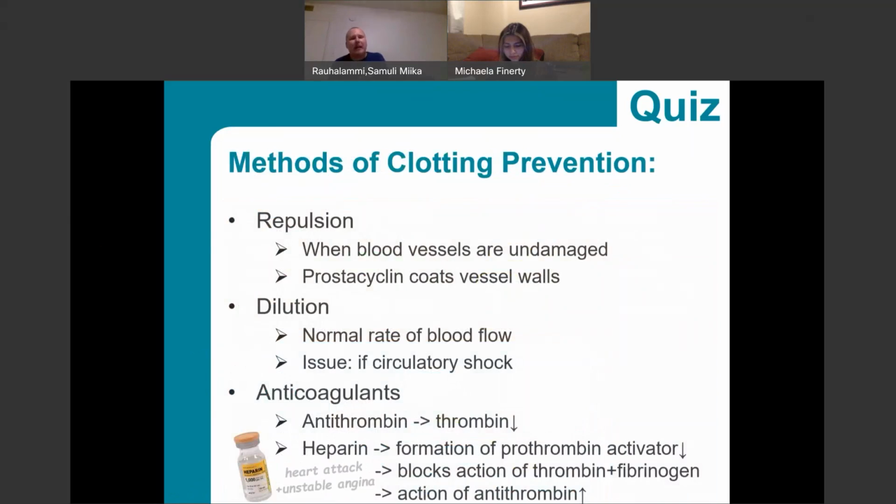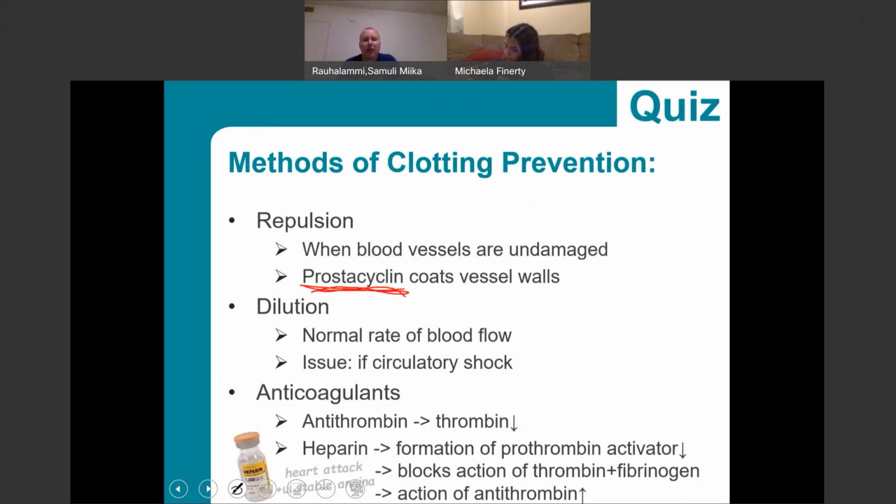Then there is a question: how does your body prevent clots from happening when you're normal and healthy? Well, there are three ways. Repulsion refers to when blood vessels are not damaged, the prostacyclin coats the blood vessel walls. And we saw the prostacyclin as the thing that prevented the platelets from attaching to the blood vessel walls. When everything's going fine, when blood vessels are undamaged, everything's good. So we prevent any clots forming by this method.